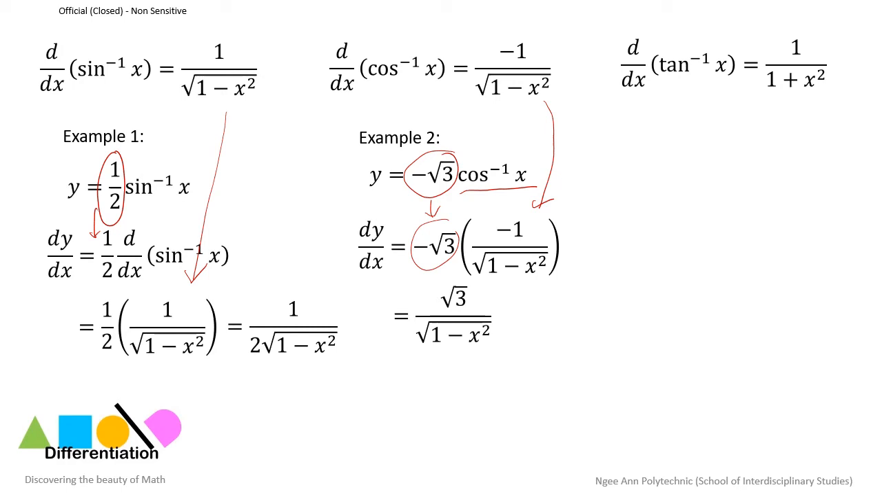We see a square root in the numerator and the denominator, so we can combine them together and write it as such. Third example is to look at how we can differentiate a tangent inverse function.